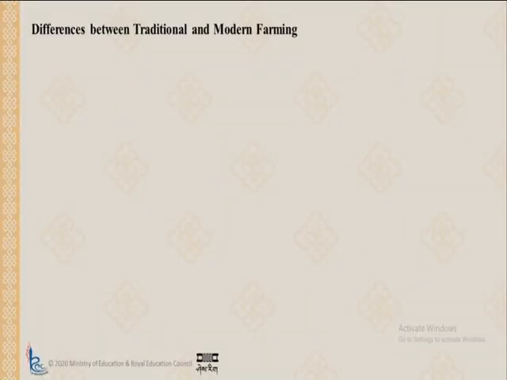So here, traditional farming is a farming practice in which traditional methods and knowledge are used, which have been passed down from generation to generation, whereas modern farming practices use sustainable farming principles and advocate environmental health and ensure economic benefits. So now let's look at some of the differences between traditional and modern farming.